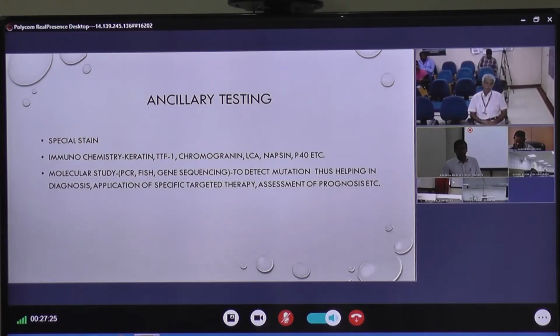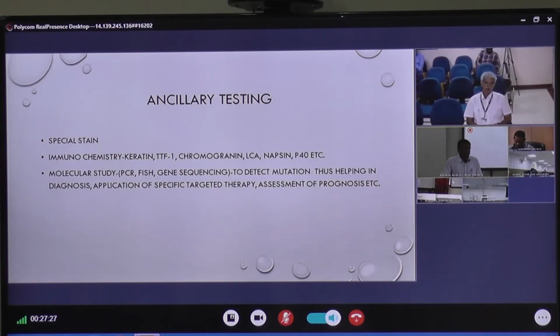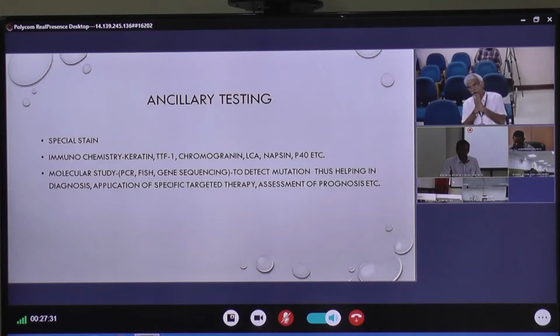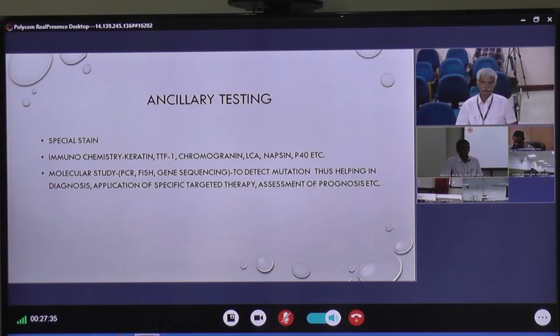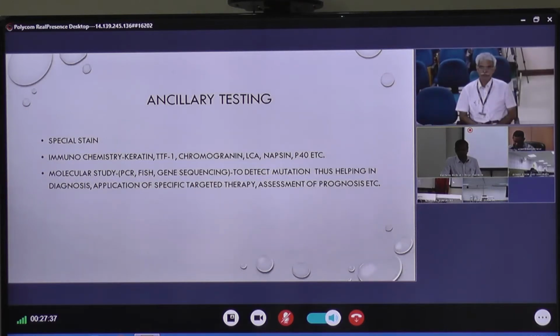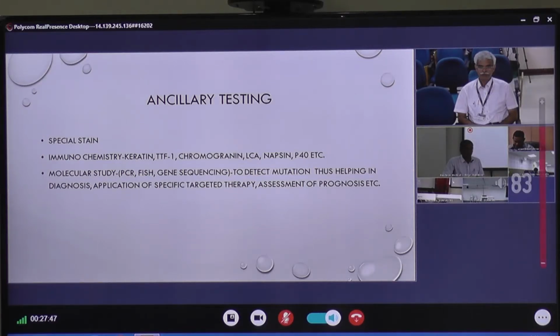Cell block in this regard is now much more useful, and formalin-fixed paraffin-embedded cell blocks, like FFPE cell blocks, are now a validated platform for immunohistochemistry. And we see these IHC tests to detect the different lineage of cells can be easily done on cell blocks.